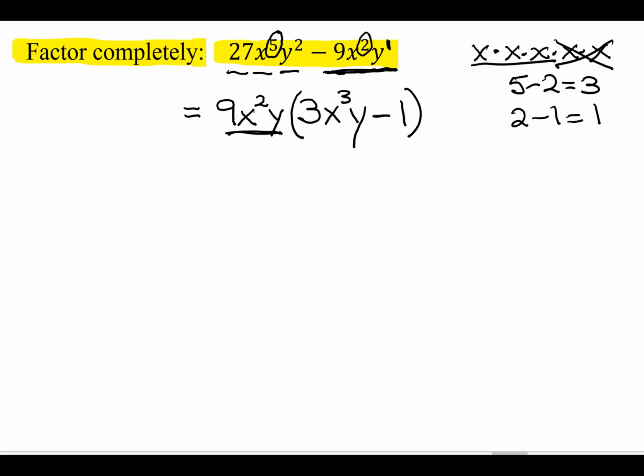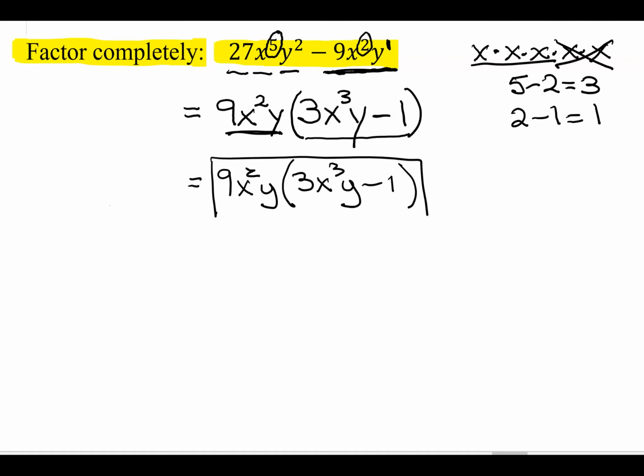And now the last thing we have to do is look at this binomial. Can I factor that any further? No, they don't have any common factors left. So this expression factors into 9x squared y times 3x cubed y minus 1. And remember, how would you check this problem if you needed to? You distribute 9x squared y into the binomial to see if you end up with the original problem.